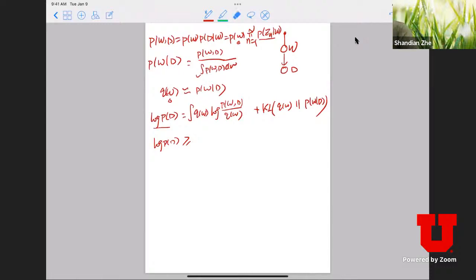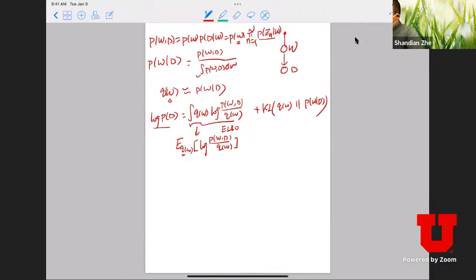This lower bound is often called the ELBO, evidence lower bound. It's a nice name. And this ELBO is essentially an expectation of this log fraction, where the expectation is taken under the approximate posterior Q of W, right?